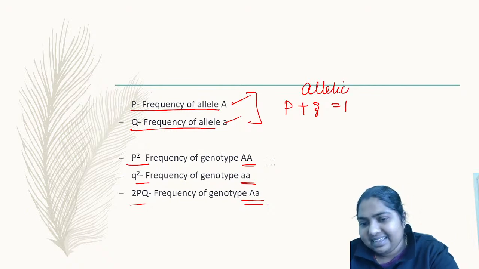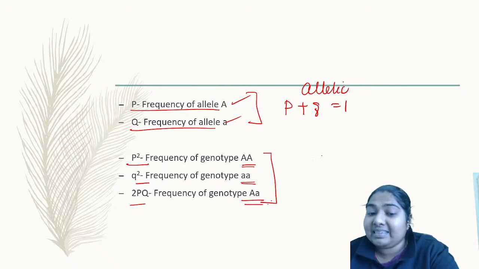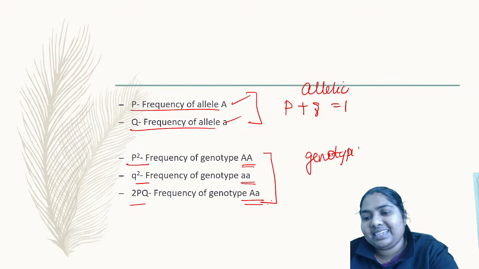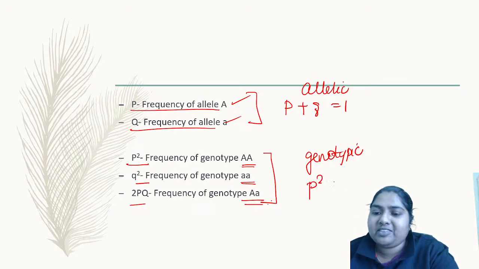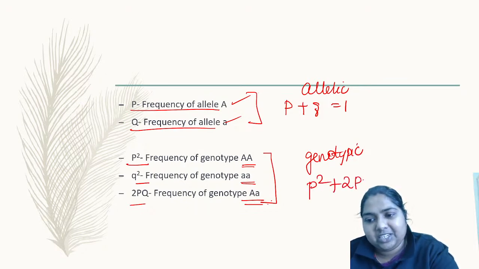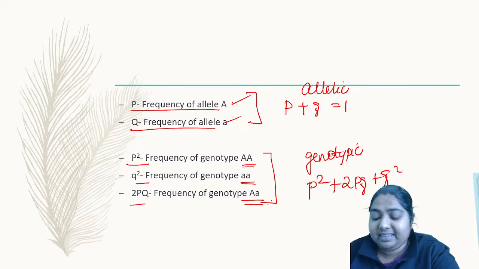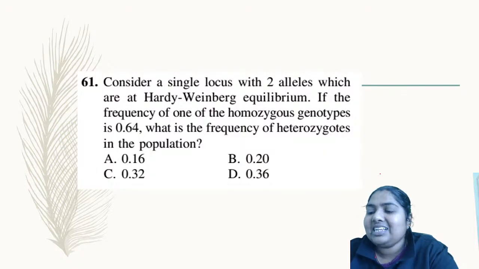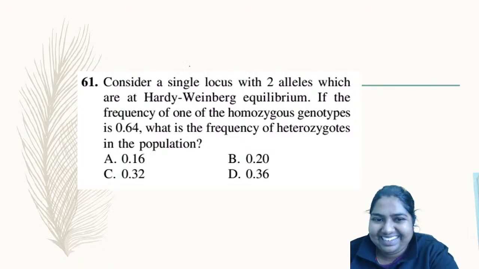Okay. Yes, absolutely. And this is going to be the genotypic frequency. It is going to be your p squared plus 2pq plus q squared. It is the genotype. Got it? So shall we do the problems? Come on everybody. Yes. This is what we are all waiting for, isn't it?